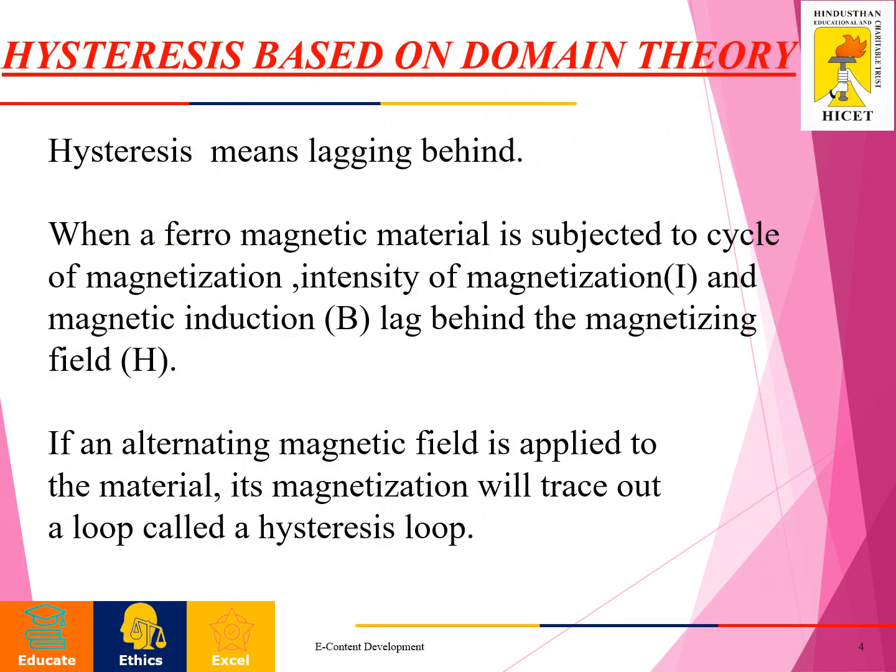We are going to discuss hysteresis based on domain theory. First, what is hysteresis? Hysteresis means lagging behind. When a ferromagnetic material is subjected to a cycle of magnetization, the intensity of magnetization and magnetic induction lag behind the magnetizing field. If an alternating magnetic field is applied to the material, its magnetization will trace out a loop, which is called the hysteresis loop.